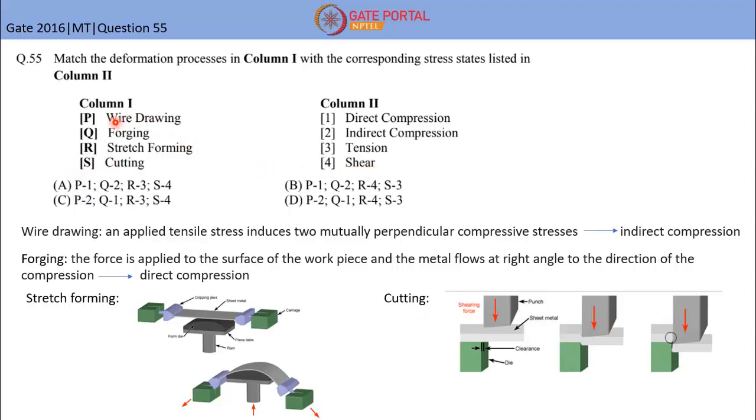So the answer is: wire drawing is indirect, so P2, forging is direct, Q1, stretch forming is tension, R3, and cutting is shear, S4. So the answer is option C.